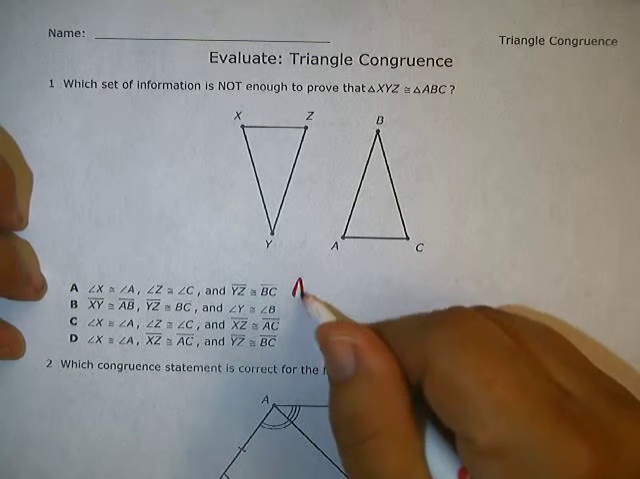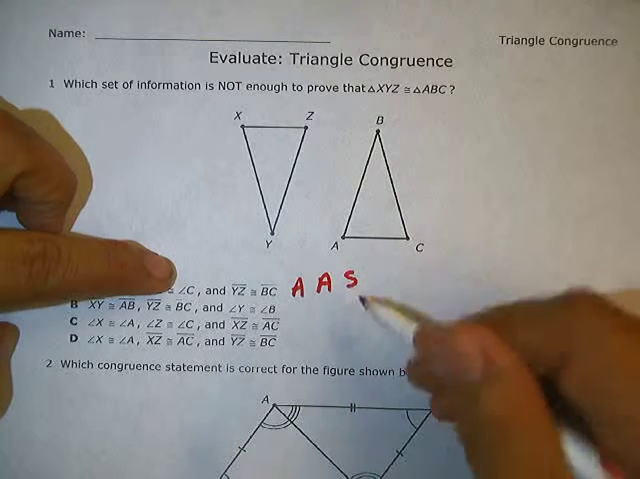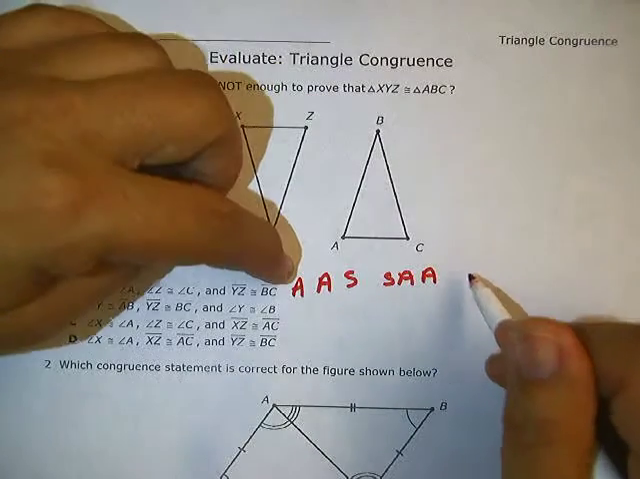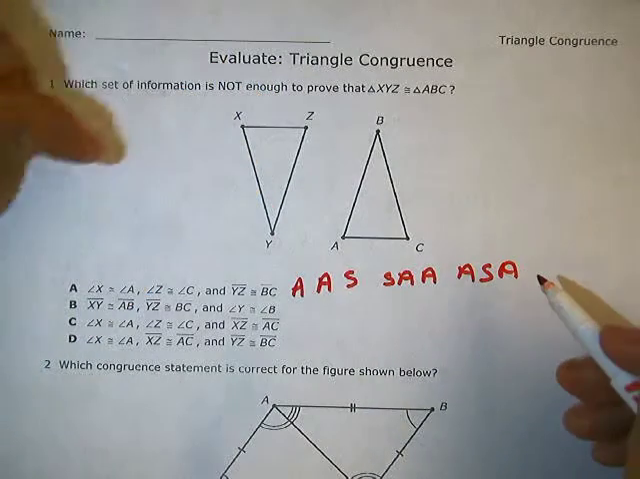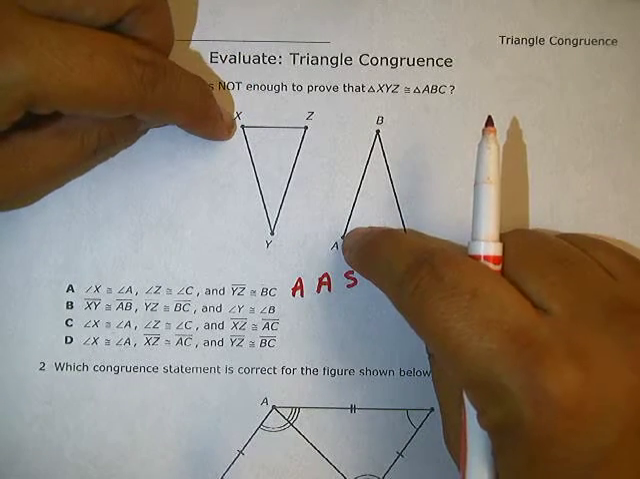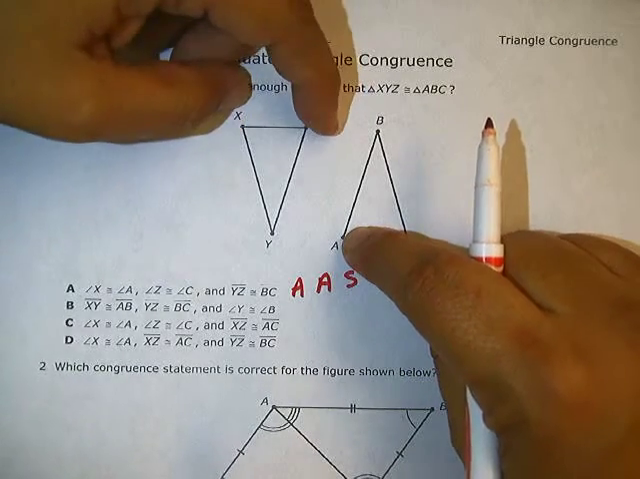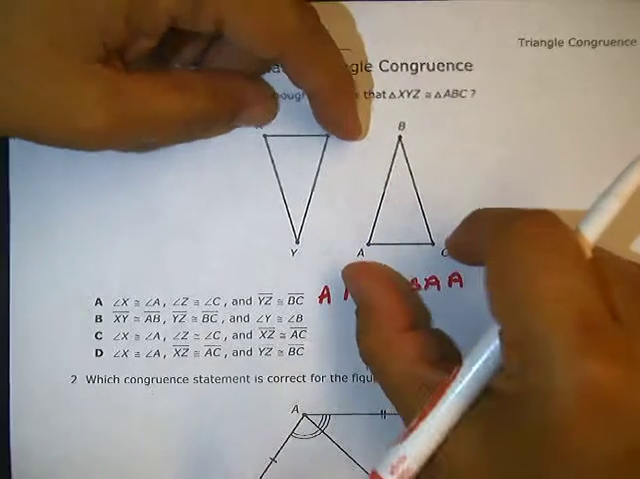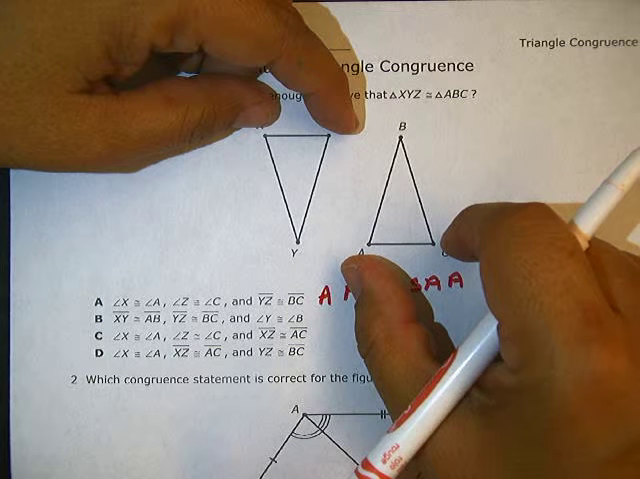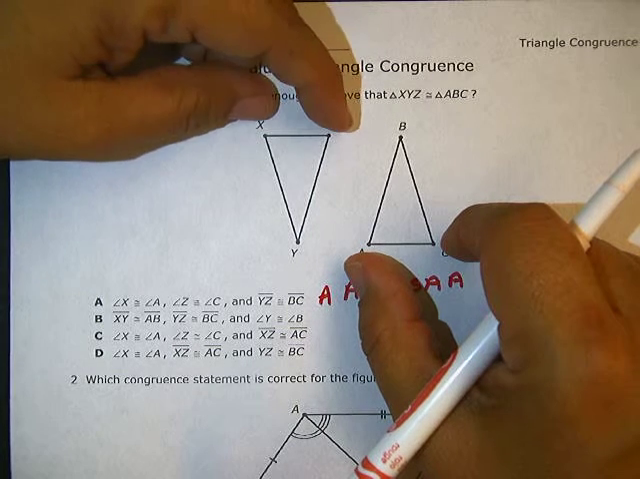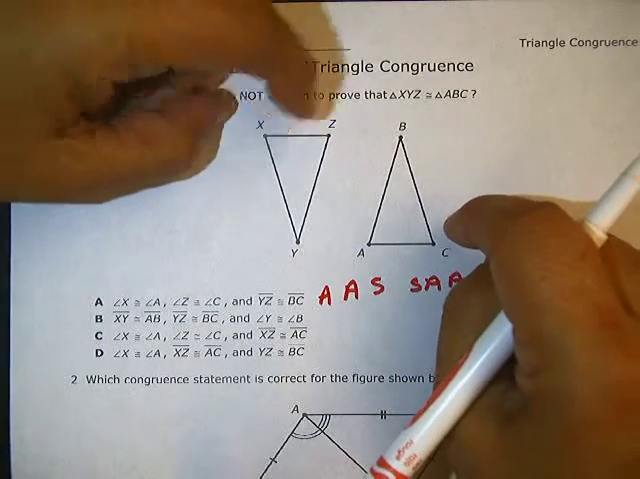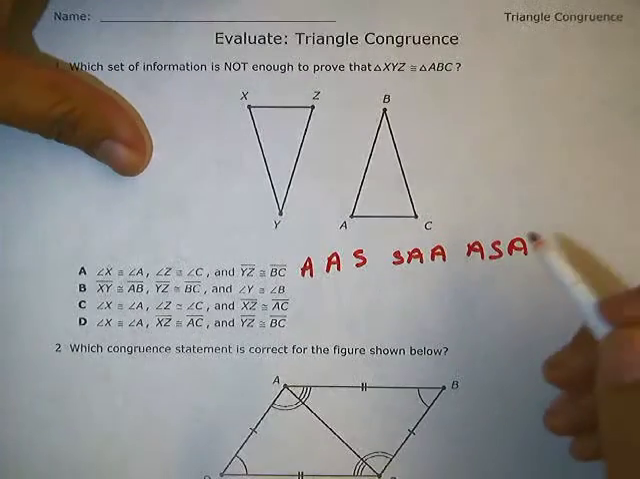I've got an angle, and a side. If that's angle, angle, side, or side, angle, or even if it were angle, side, angle, it would still work. So let's check. I've got angle X with A. I've got angle Z with C. So I've got these two end angles congruent. And then they tell me that segment YZ, so that would be this one right here, is congruent to BC. So that's like angle, side. And that is good enough.